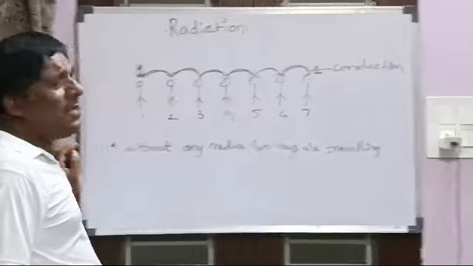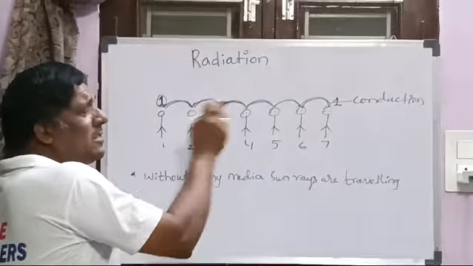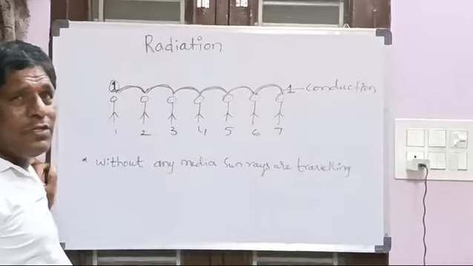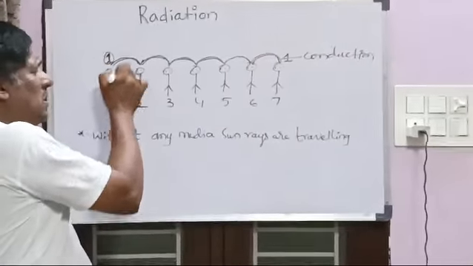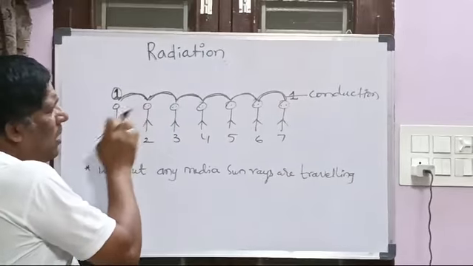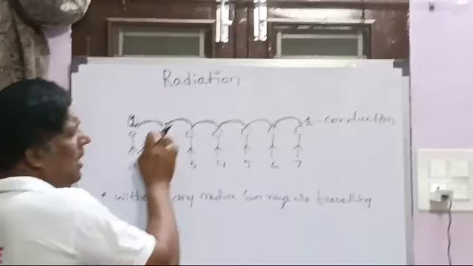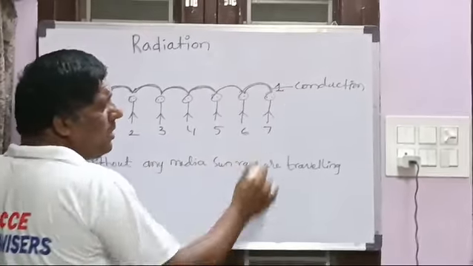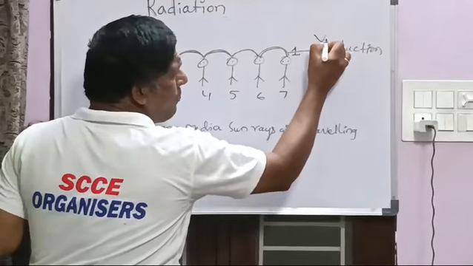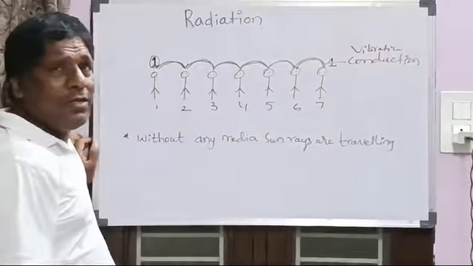Conduction takes place in a solid body. We are heating one end of the rod, and then heat is travelling to the last end. How it is travelling: assume that these persons are atoms or molecules. These molecules are heated and vibrating and transferring heat to the second person. Like that, it goes to the last person. So due to vibratory motion, heat travels from one end to another end.